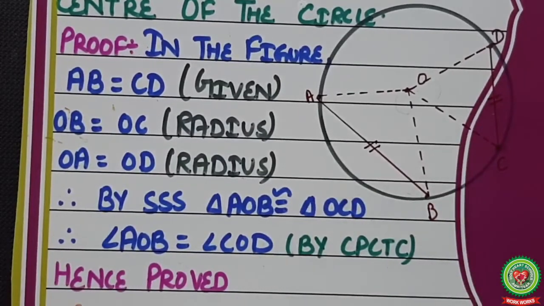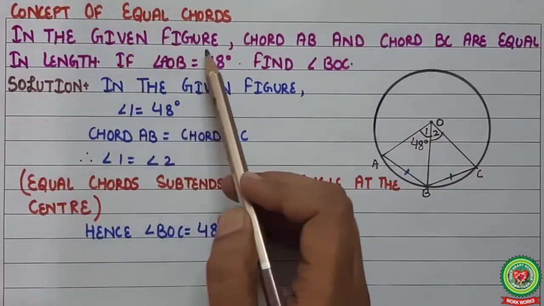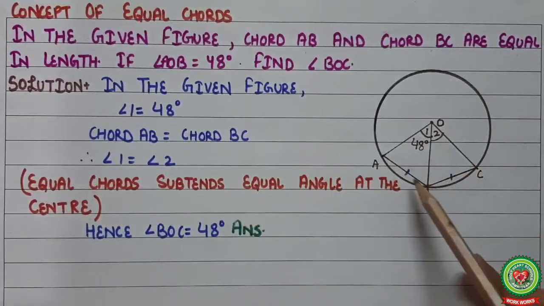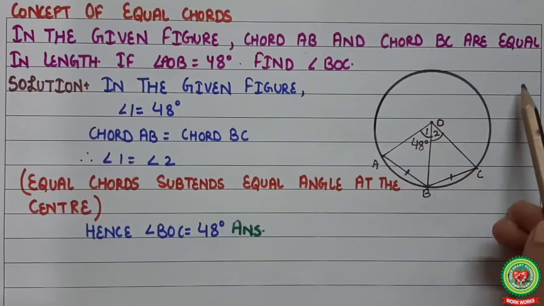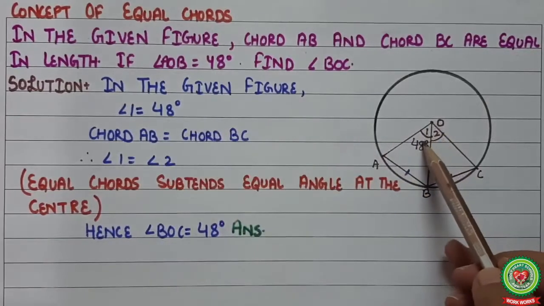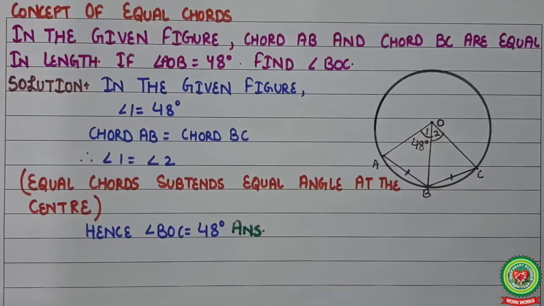Now children, we will do the application of this result. See the statement. Statement is, in the given figure, chord AB and chord BC are equal. These both chords AB and BC are equal in length. If angle AOB is equal to 48 degrees, then find angle BOC. So this is the statement.